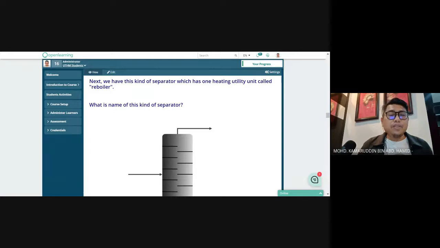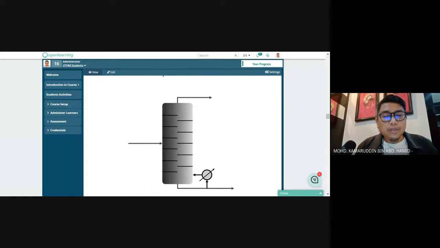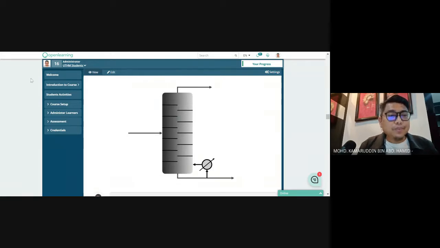So we have the same kind of separator as before, which we call an absorber, right? But in this case, this kind of absorber has some additional utility, which we call a reboiler. We have a heating utility, which we call a reboiler. It's not a heater, because its job is to reboil. Okay, there is a recycling activity there, so we call it a reboiler.